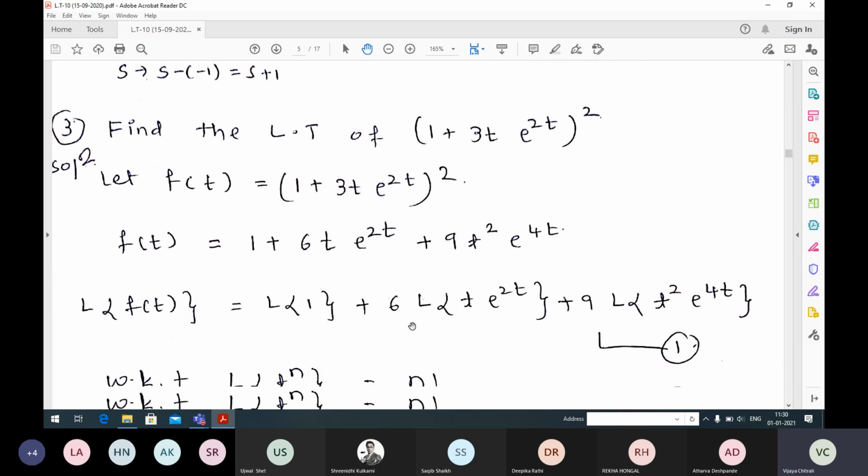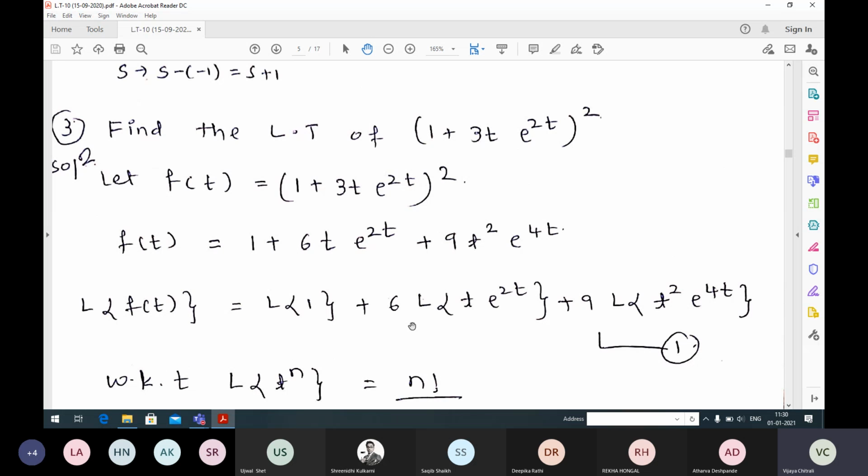Now move on to the next example. Find the Laplace transform of 1 plus 3t e raised to 2t, whole raised to 2. So first, what is f of t? Let f of t be equal to 1 plus 3t e raised to 2t, whole raised to 2.